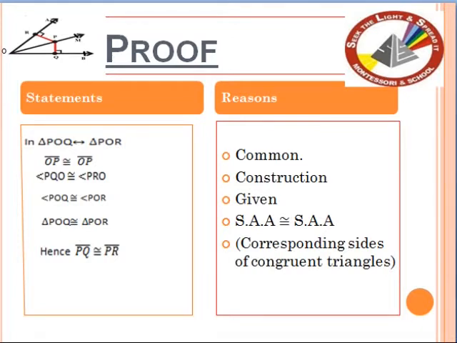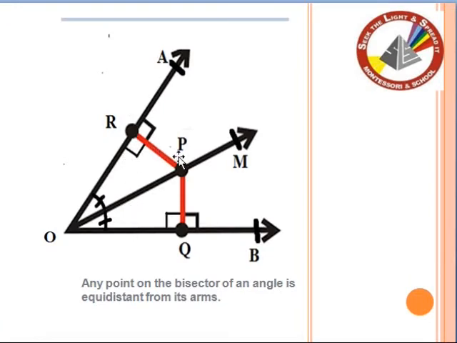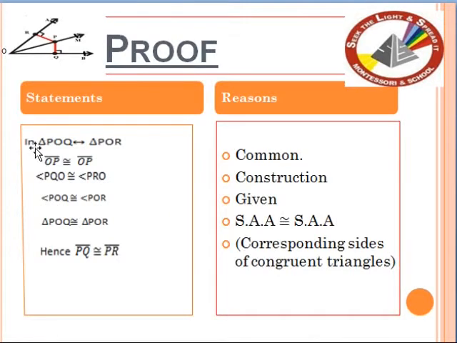In this theorem we will see that in our figure two triangles are formed. Here the first triangle is triangle PRO and the next triangle is triangle POQ. We can prove that this line segment PR is equal to the line segment PQ by comparing these two triangles. So in our proof we will write that we will compare triangle POQ with triangle POR.